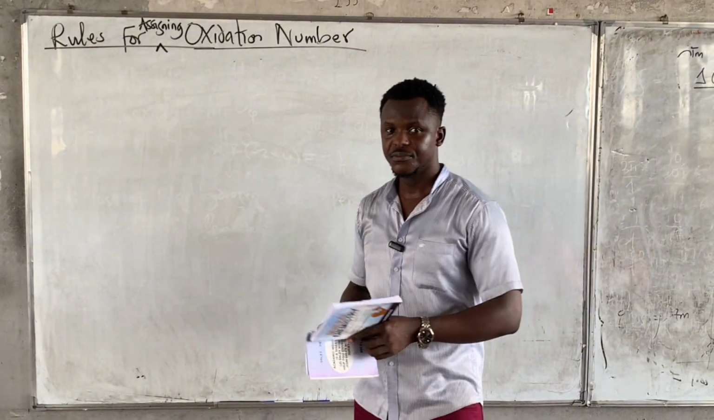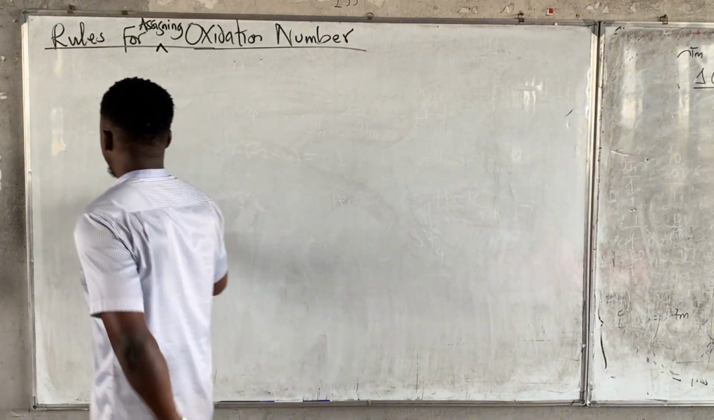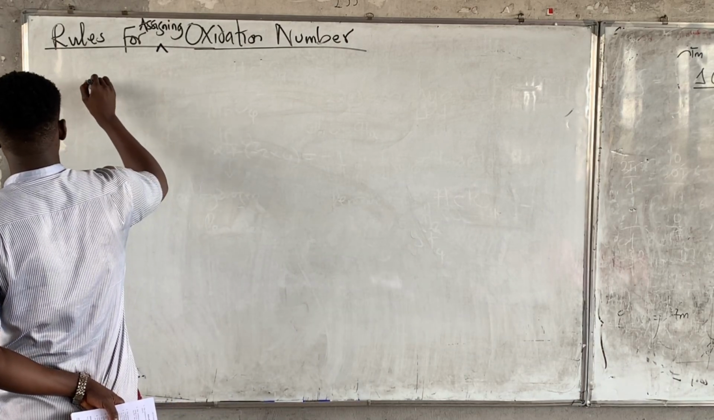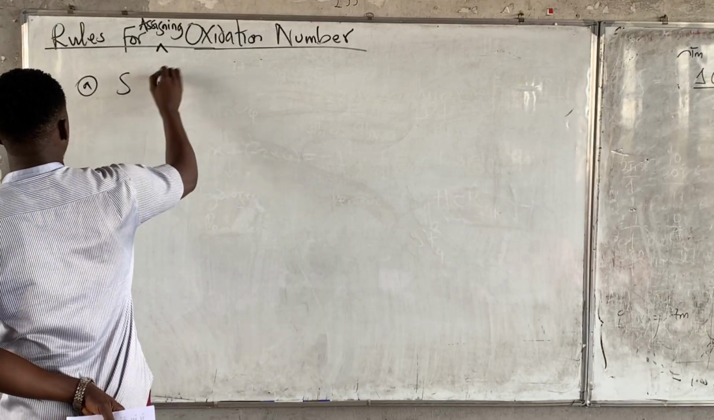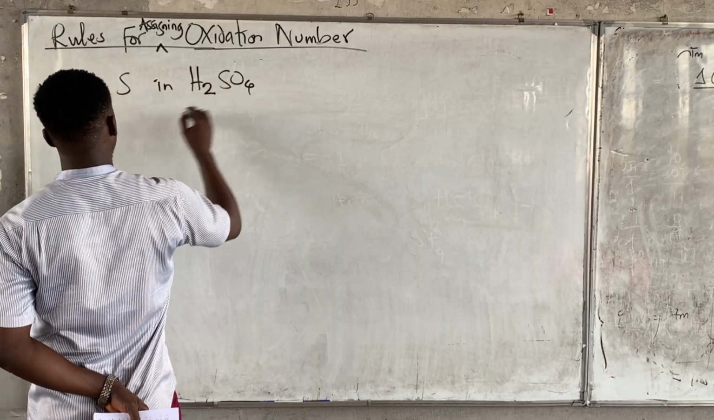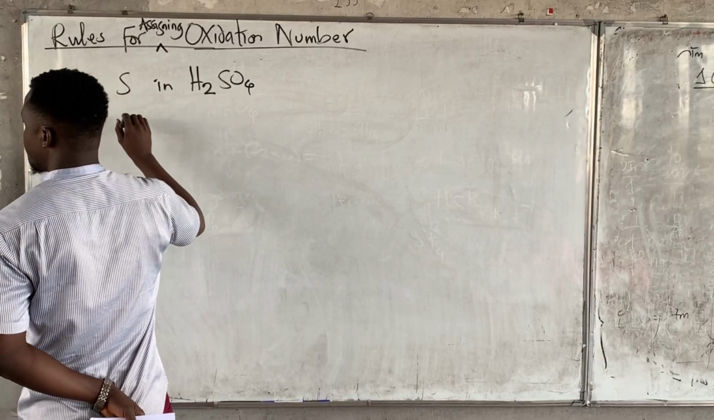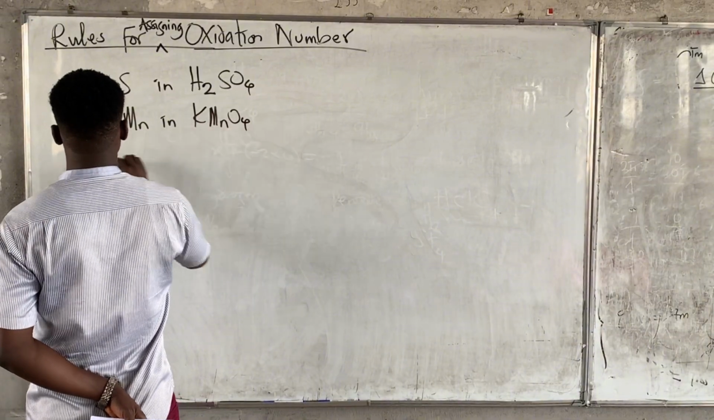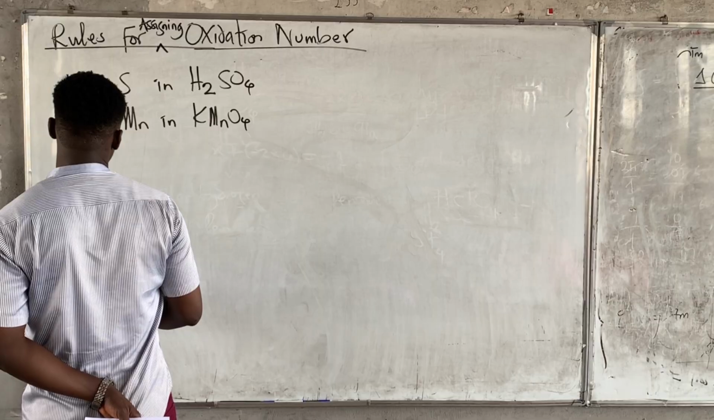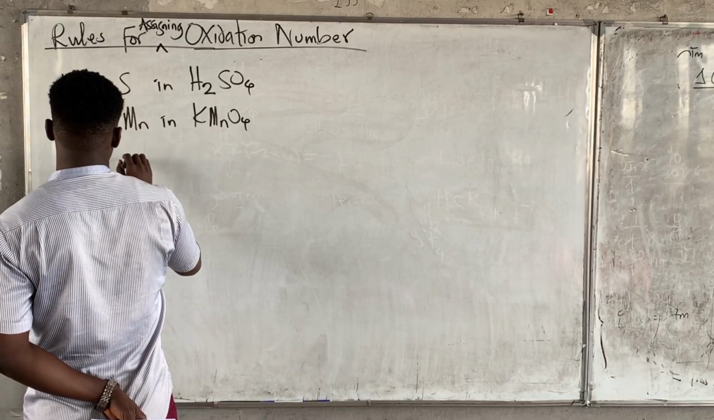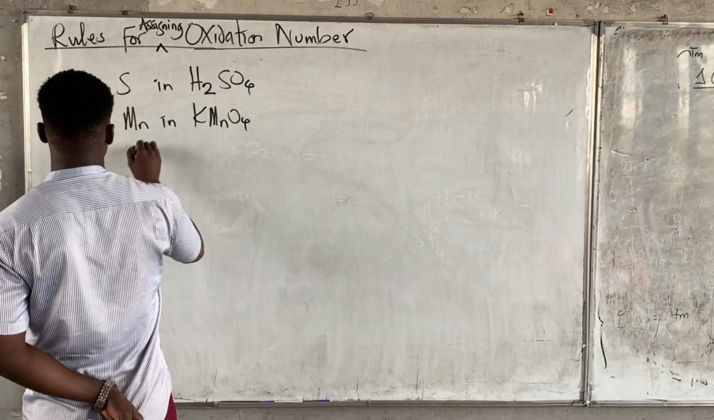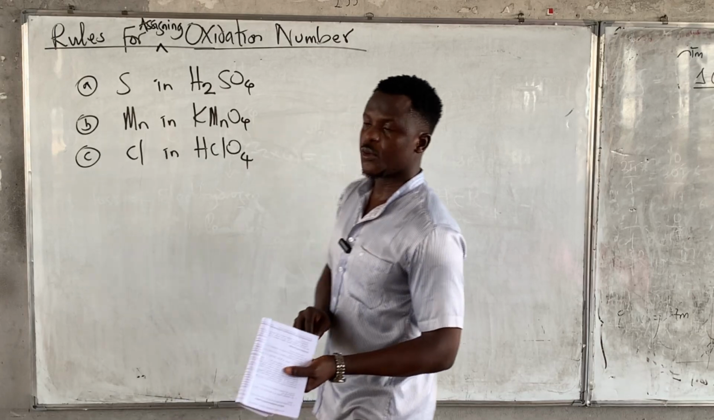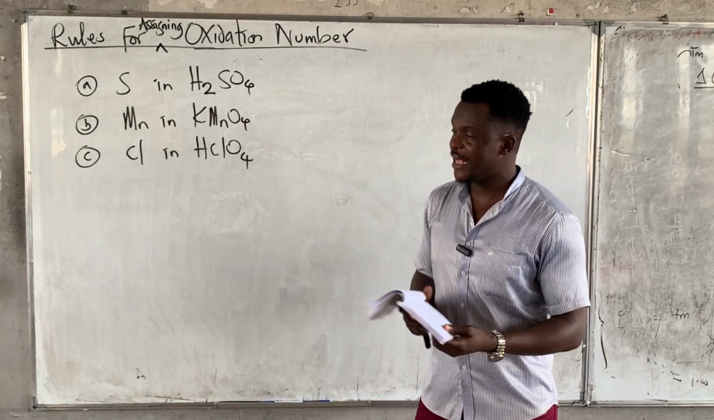Please put down. Calculate the oxidation number of A, S in H2SO4, B, Mn in KMnO4, and C. So we have these 3 examples. All right, so let's solve these.